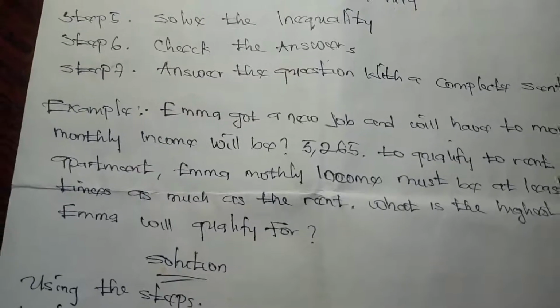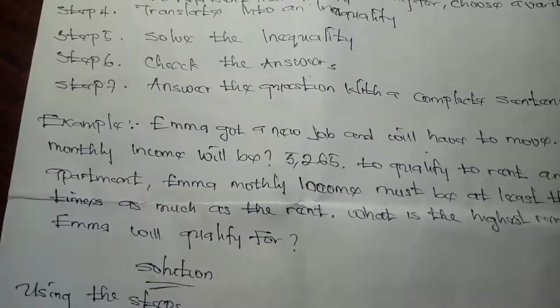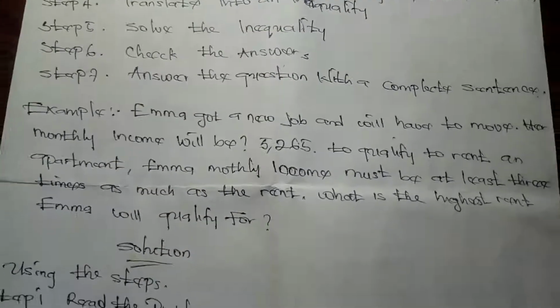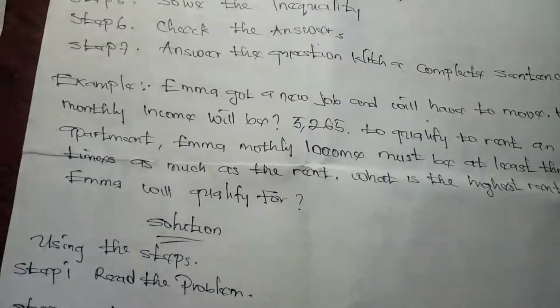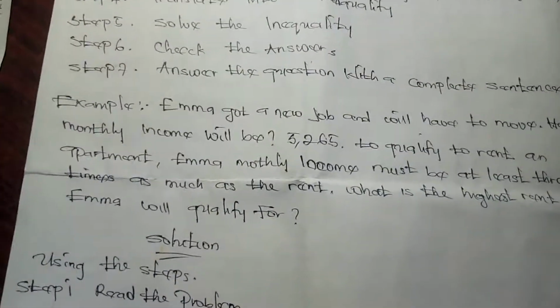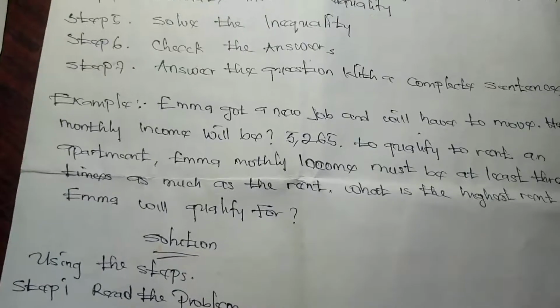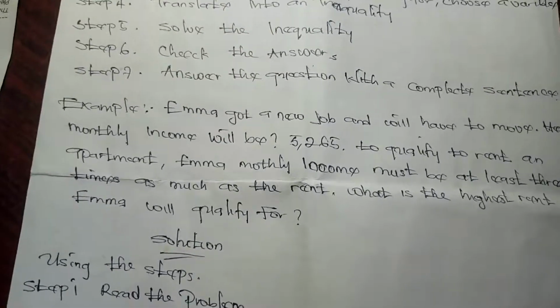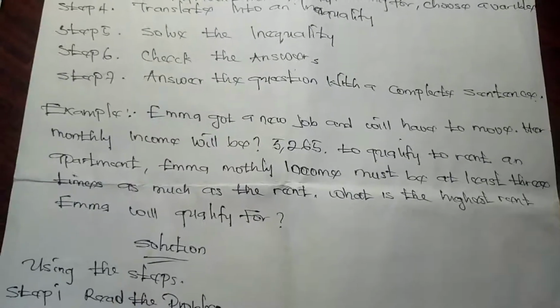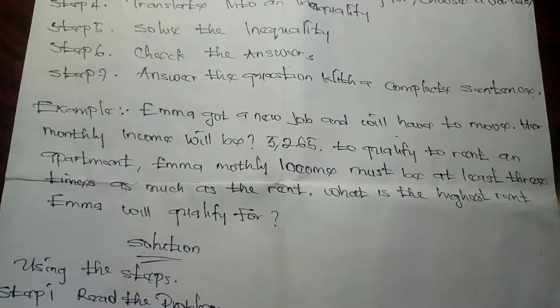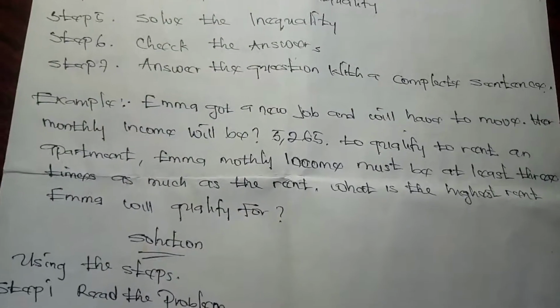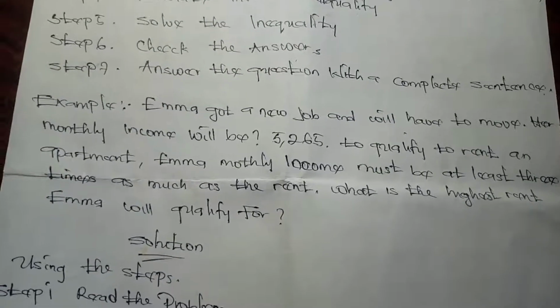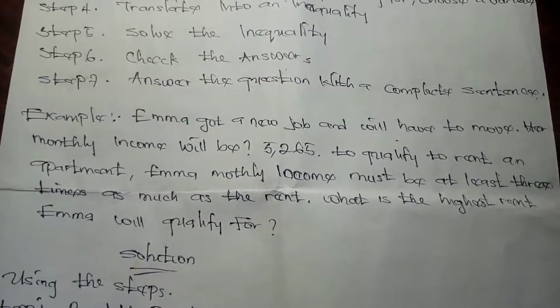Ima got a new job and we have to move. Her monthly income will be $5,265 to qualify to rent an apartment. Ima's monthly income must be at least 3 times as much as the rent. What is the highest rent Ima will qualify for?